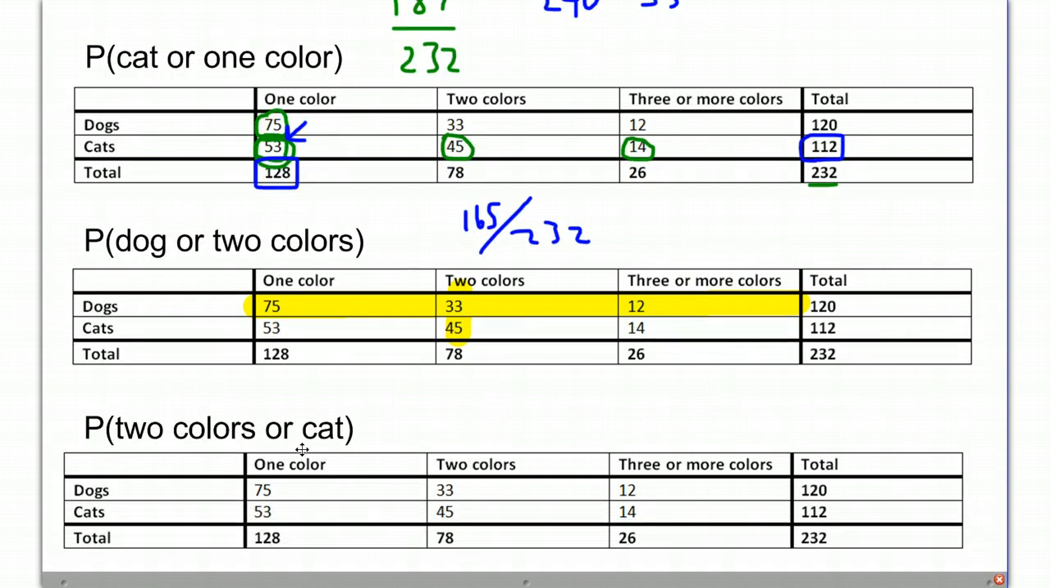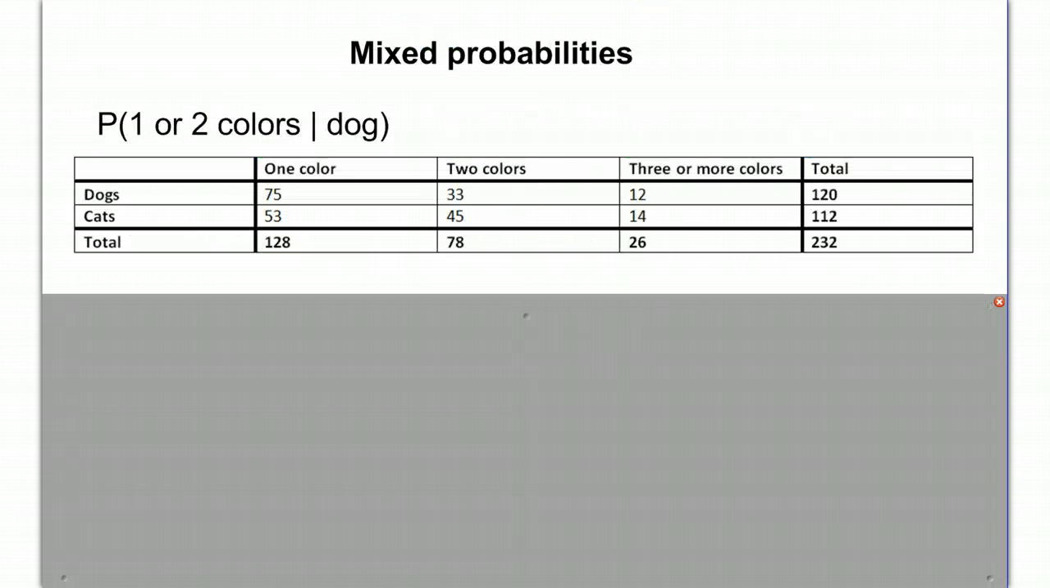The last thing, 2 colors or cat. So we have cats. Here's our cats, our 2 color animals. We add those numbers together, and if you do that in your calculator, you are going to get 145 out of 232.